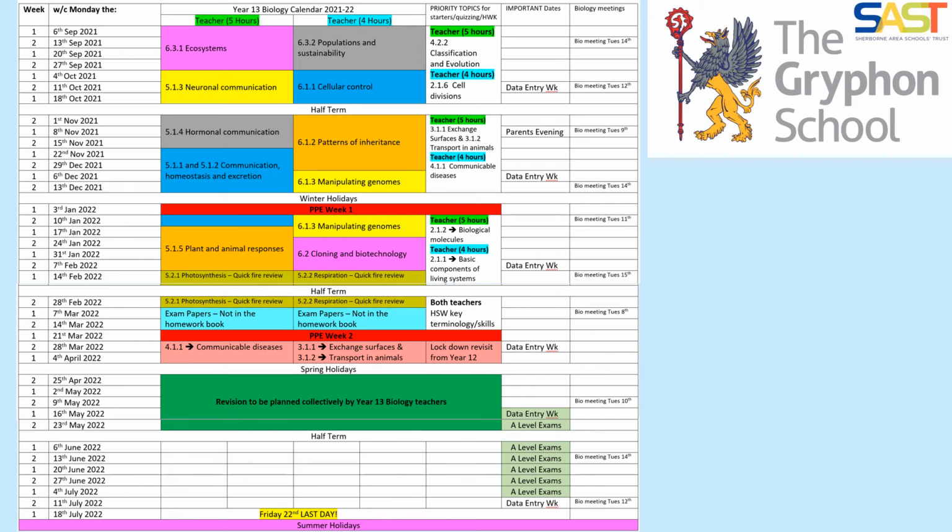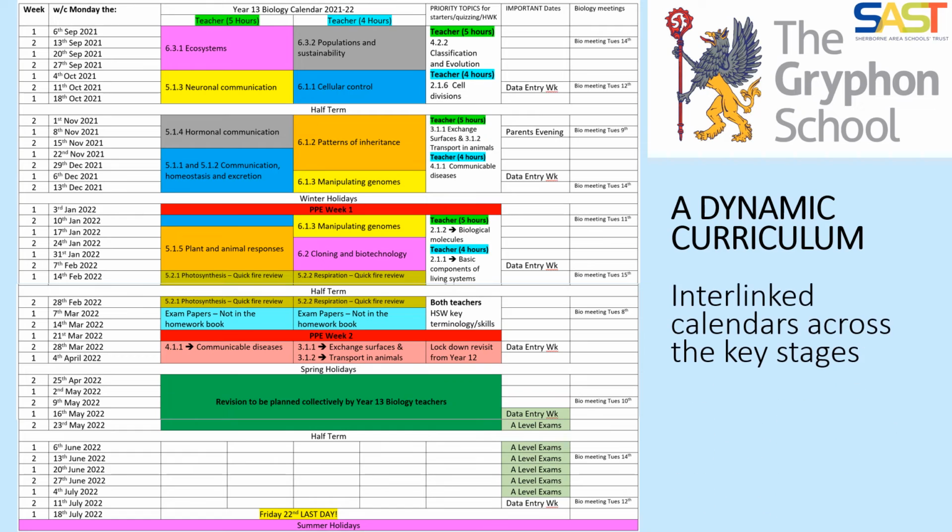So our academic calendars allow our curriculum to be completely dynamic. It's always being redesigned, it's always being redeveloped. At an absolute minimum, these interlinked calendars are updated annually for all of our year groups, all of our key stages. But actually, it's not just annually these are updated.